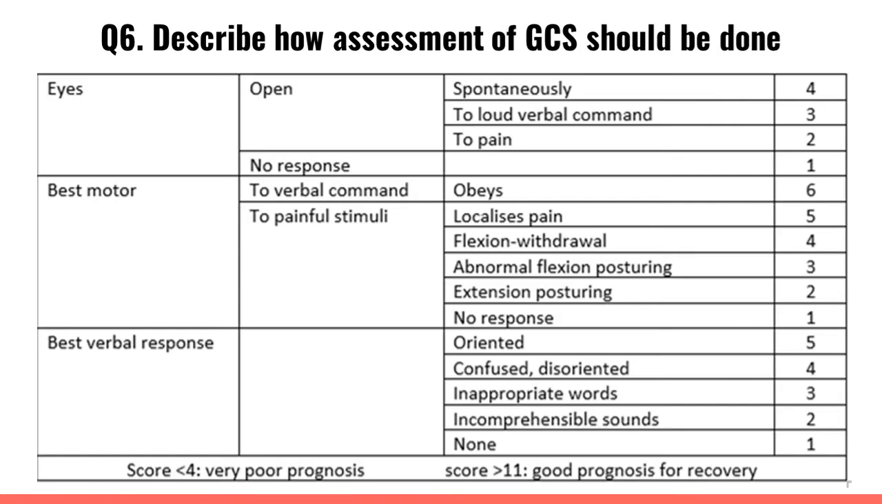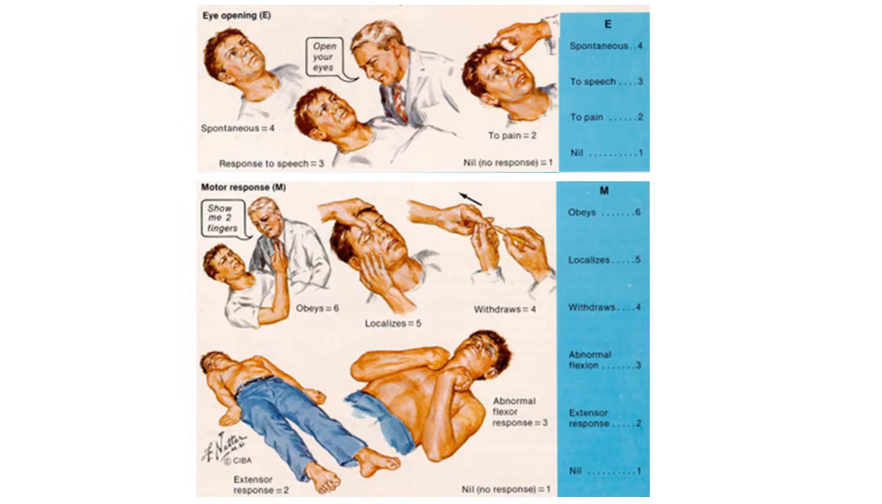Question number 6 is describe how assessment of GCS should be done. This is the table that shows the assessment of GCS. It begins with the eye and then proceeds with the motor and verbal response. Total marks for eyes is 4, total marks for motor is 6, and total marks for verbal response is 5. This is a picture that shows eye opening and also motor response.